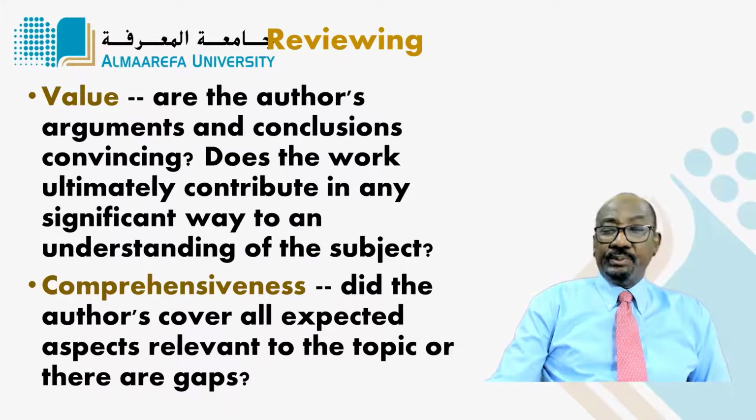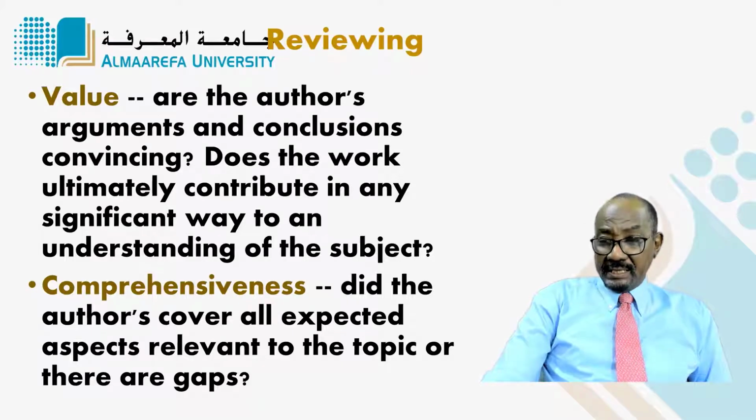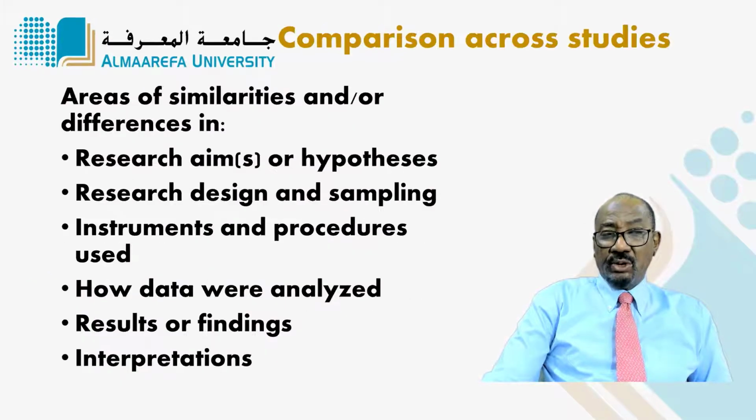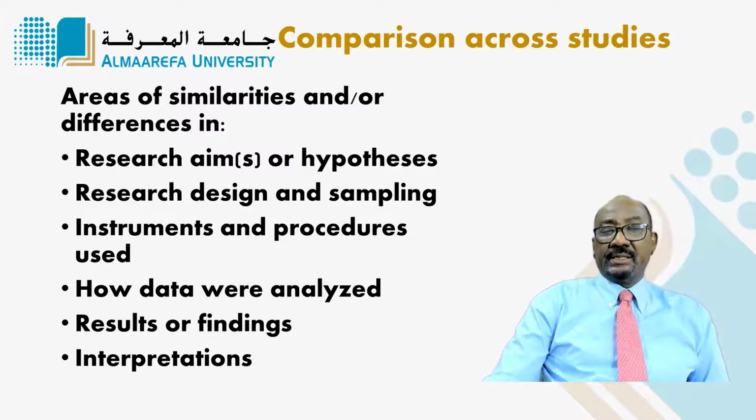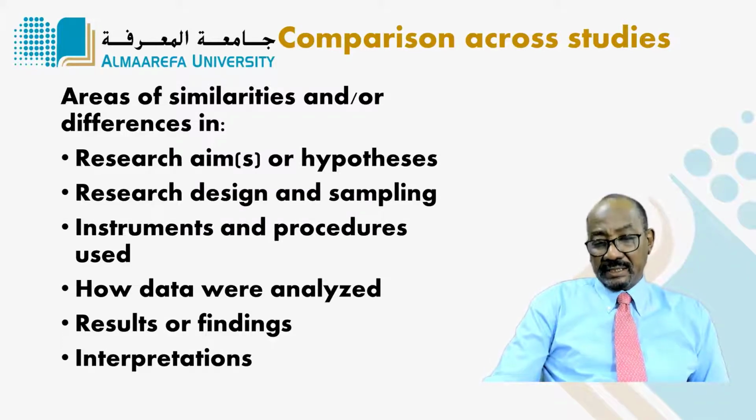And you also look at comprehensiveness. Did the authors cover all expected aspects relevant to the topic, or are there gaps? And importantly, these gaps, you need to identify the gaps. And why so? Because the gaps are necessary for justification of your research. Now, when you look at areas of similarities or differences, you look at the similarities and differences in research aims or hypotheses, in research design and sampling, in instruments and procedures used, how data were analyzed, the results or findings, and the interpretation. These are the areas of comparison between or across the studies.